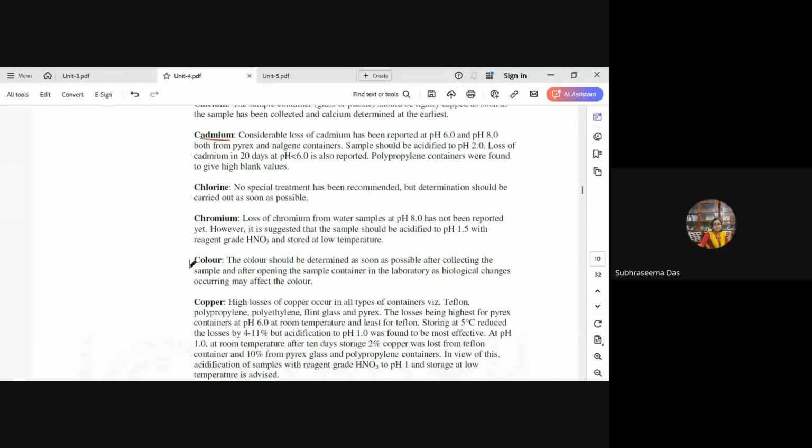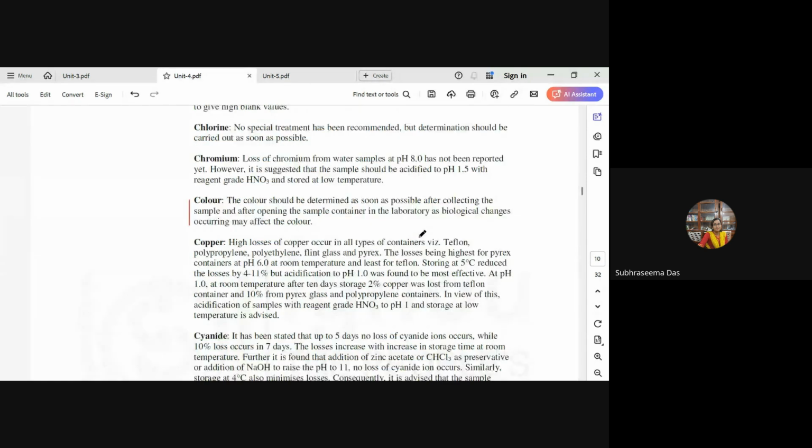If we want to preserve the color of our water sample, it is advised that we should determine it as soon as possible, because storage might affect the original color of the water sample, because of biological processes and exposure to environmental conditions that may deteriorate the quality of water. So to know the color of the water, the analysis should be performed immediately.